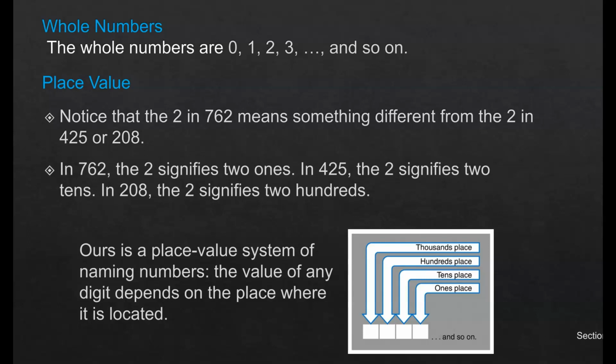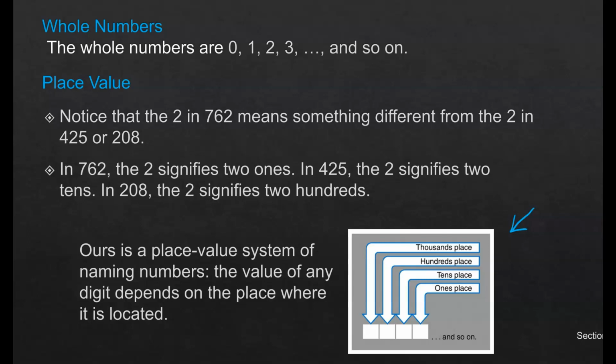So notice that the 2 in 762 means something different from the 2 in 425 or 208. Notice down here I have a little place value chart so that you can check out the place values, right? We have the ones, the tens, the hundreds, the thousands place. In 762, the 2 is in the ones place, so that means 2 ones. In 425, the 2 is in the tens place, so that means we have 2 tens. And in 208, it is in the hundreds place, so we have 2 hundreds.